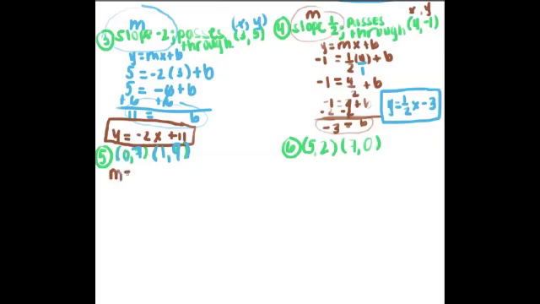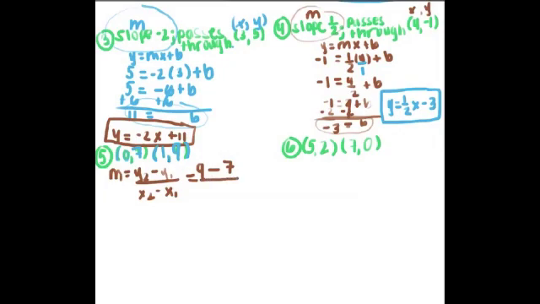And remember what that looked like? It looked like this: y2 minus y1 over x2 minus x1. All you do is plug the stuff in here. So my y2 in this problem is 9, right? It's the second point's y. And then we're going to subtract from that y1, which is 7.